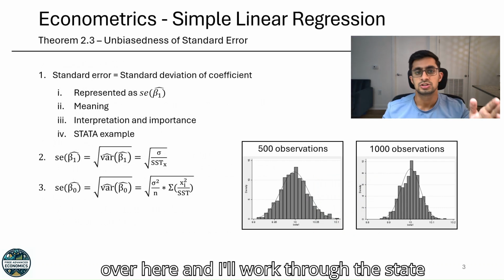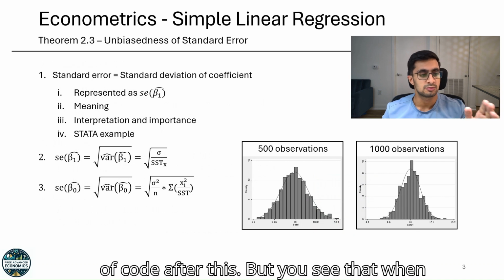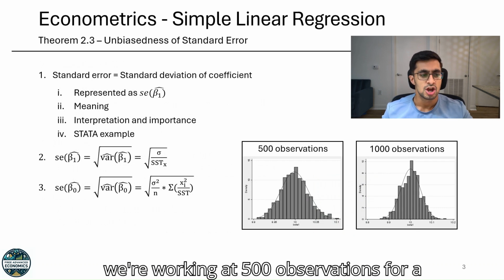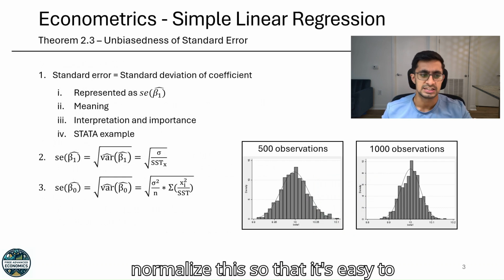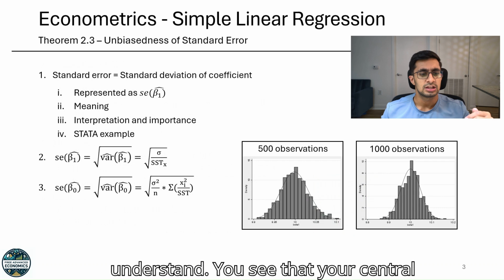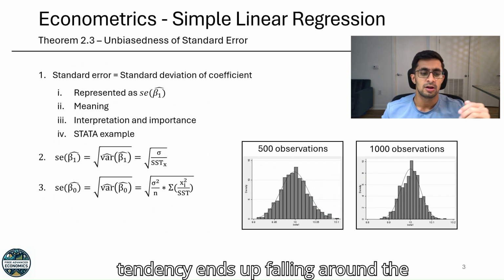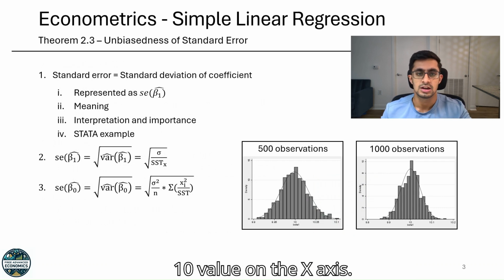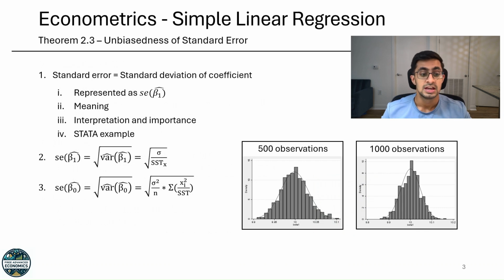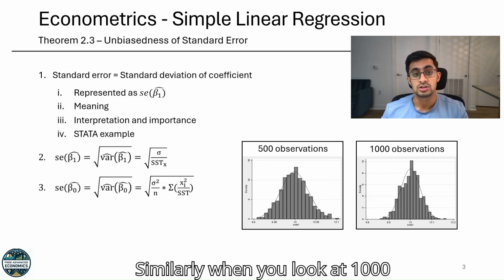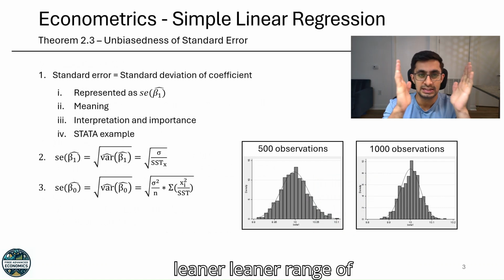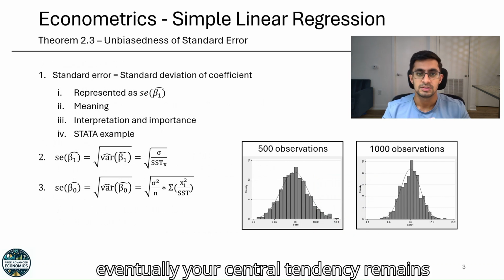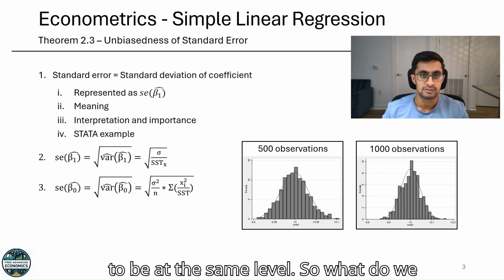Over here, and I'll work through this data code after this, you see that when we're working at 500 observations for a given regression, I've particularly normalized this so that it's easy to understand. You see that your central tendency ends up falling around the value 10 on the x-axis. Similarly, when you look at 1,000 observations, or when you increase the size of the data, you have a leaner range of variation, but eventually your central tendency remains at the same level.